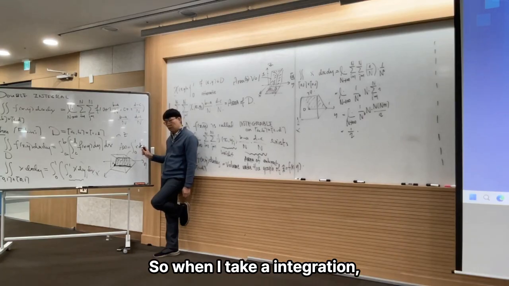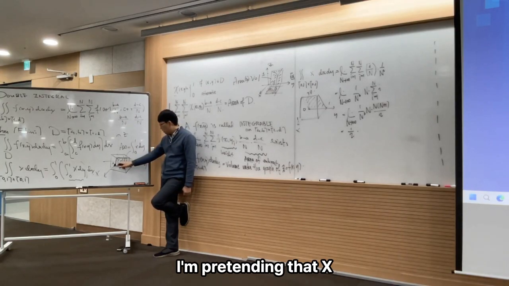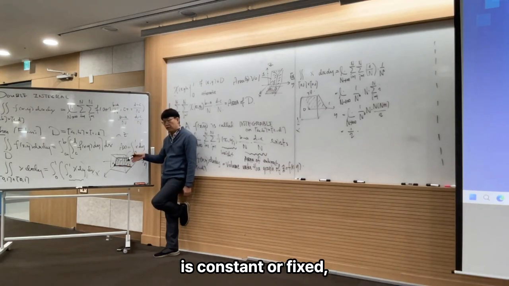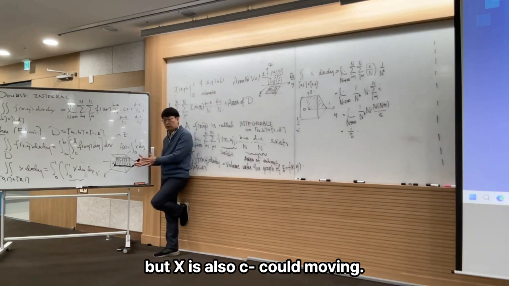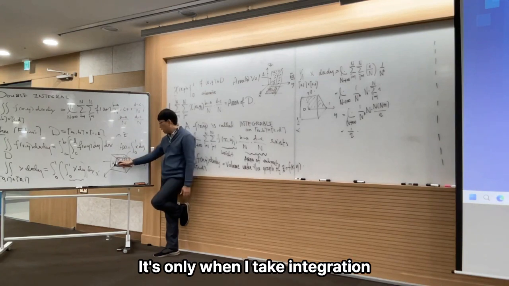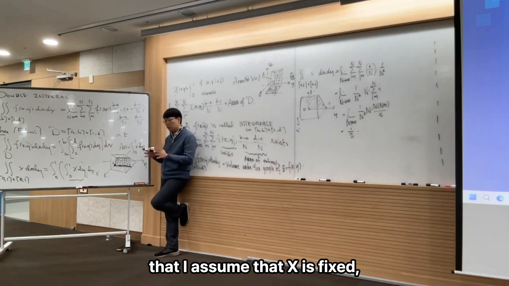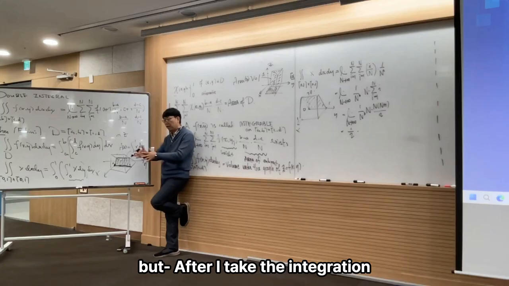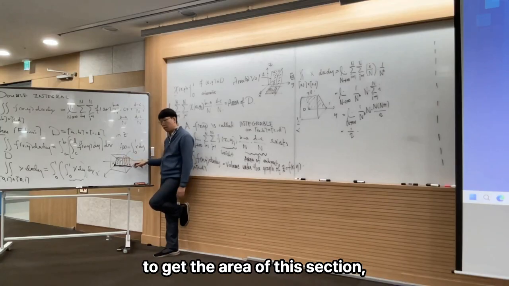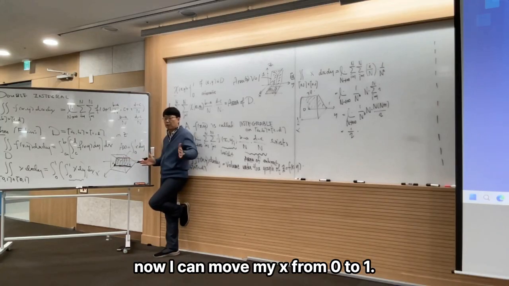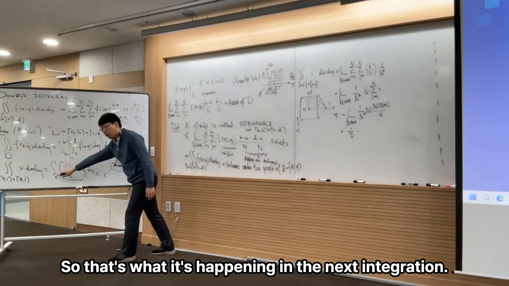So when I take an integration, I'm pretending x is constant or fixed, but x could also be moving. It's only when I take the integration that I assume x is fixed. After I take the integration to get the area of this section, now I can move my x from 0 to 1. So that's what is happening in the next integration.